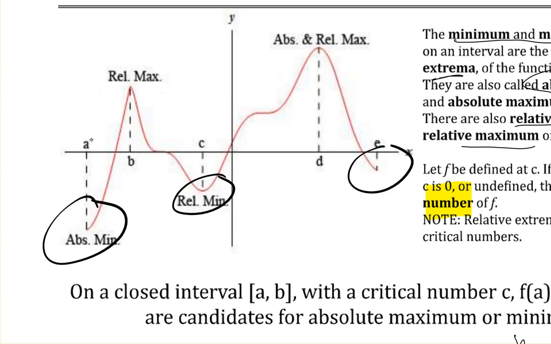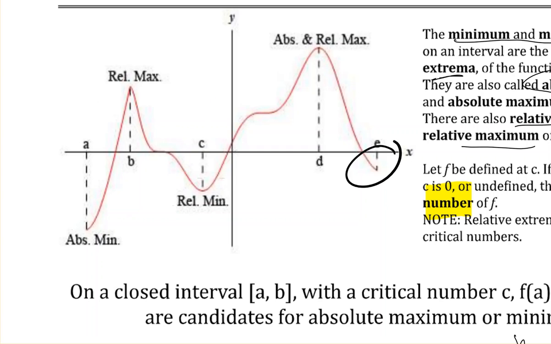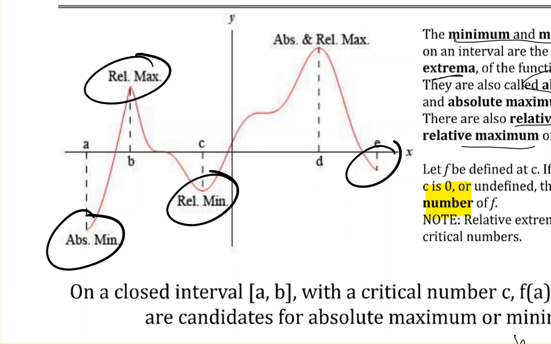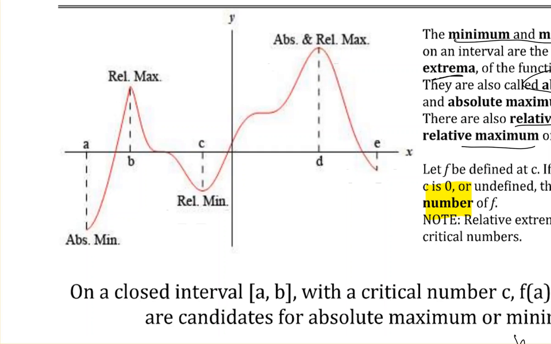So that's all extreme value theorem says. It says you better test the endpoints because one of them might be the biggest or smallest, and you better test all the critical numbers because one of them might be the biggest or smallest. And this graphic shows you here's where it's the biggest and here's where it's the smallest.